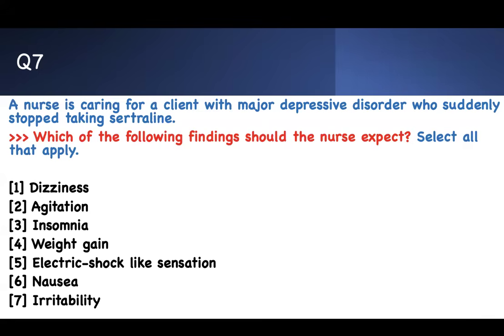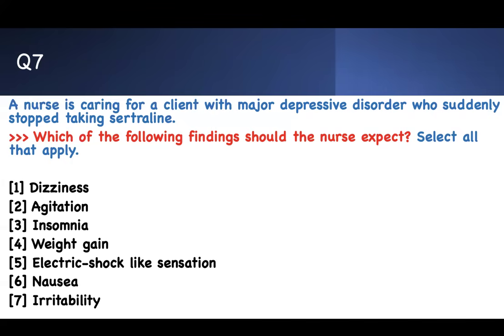Which of the following findings should the nurse suspect? An expected finding. The nurse is caring for a client with what? Major depressive disorder. And he's taking what? Sertraline. Identify the medication. This is an SSRI. When you stop taking an SSRI, you can have rebound symptoms. What are the symptoms? Dizziness, agitation, insomnia, weight gain, electric shock-like sensation, nausea, irritability. What do you think? If you don't know, I will give it to you.